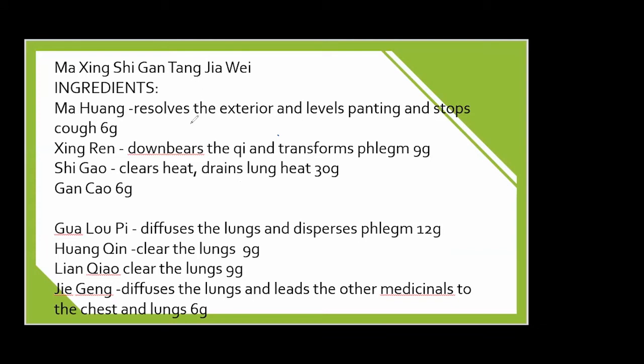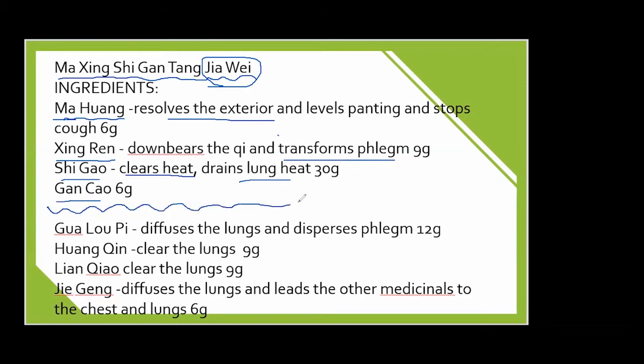So the formula we use is Ma Xing Shi Gan Tang, Jia Wei, which means modified. So ma is ma huang. We still can use ma huang to relieve externals and stop asthma and cough. Xing ren still downbears lung qi, and also can transform phlegm. And the shi gao clears heat, because that's a heat condition, especially heat in the lung. And gan cao still harmonizes the formula. So Ma Xing Shi Gan Tang is the four herbs here.